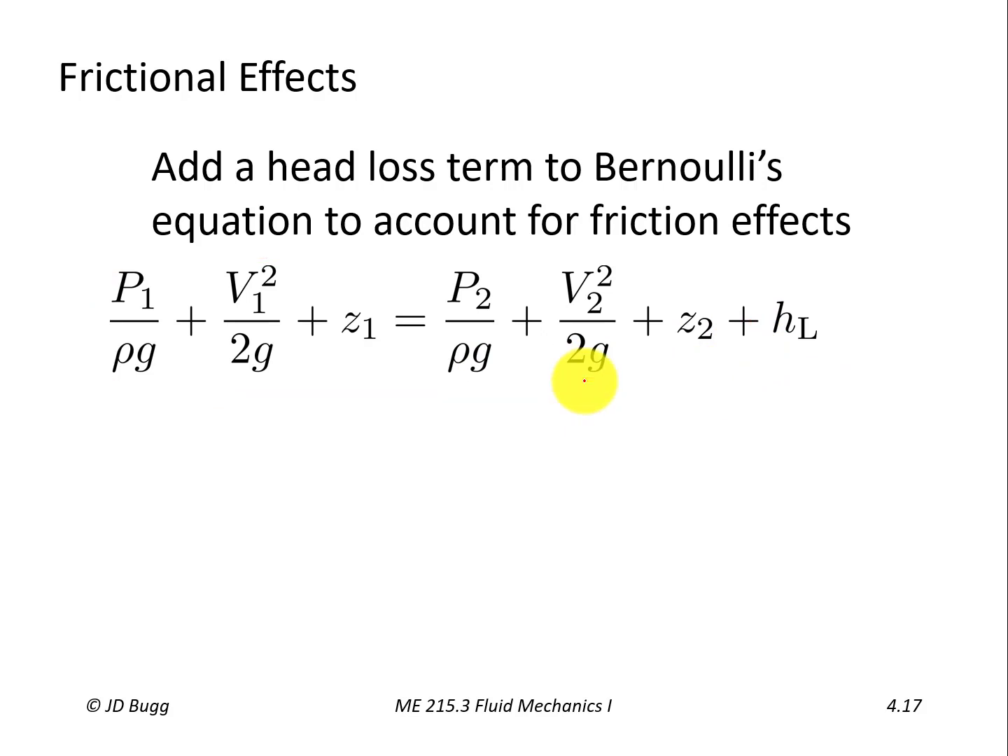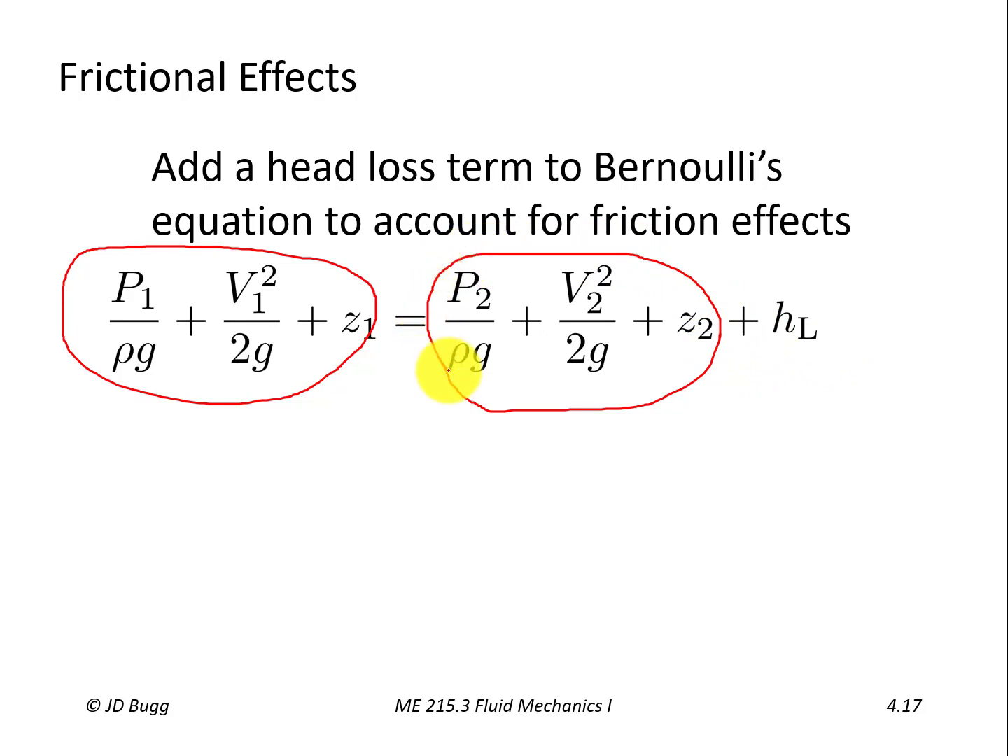Now, does that make sense? Well, yes, it does. Remember, point 1 is upstream, and point 2 is some point downstream. So because we're adding this positive number to the right-hand side, it means that this must be smaller than this. So some part of the total energy has been lost or has been dissipated into heat. And this head loss term tells us how much. So as we go down a piping system, the sum of these three terms doesn't actually stay constant. Because of this head loss term, it continually decreases and decreases and decreases.